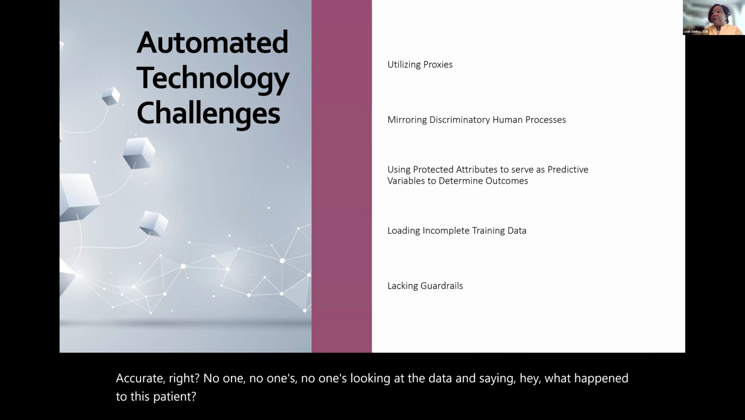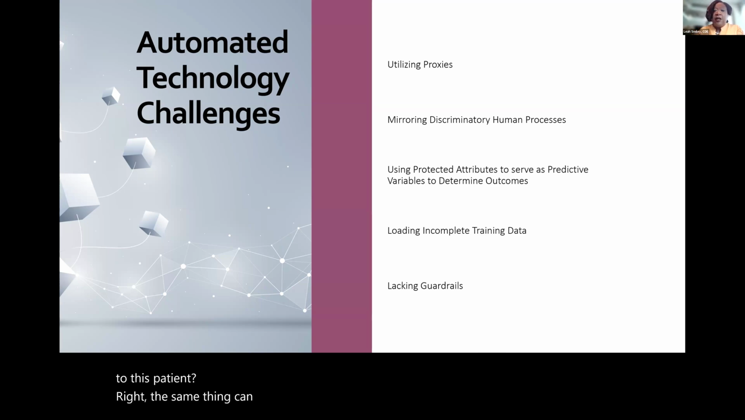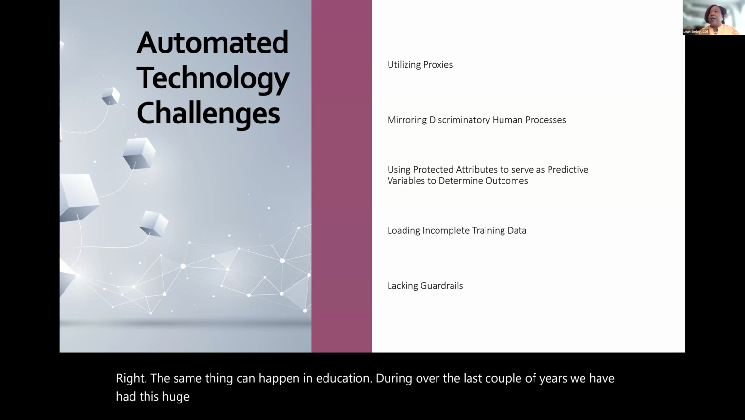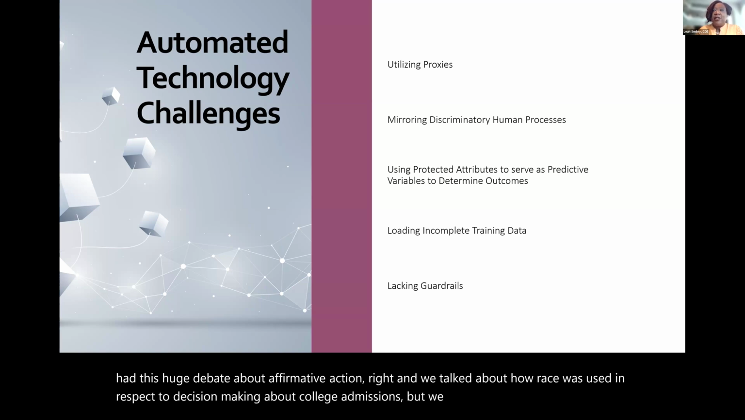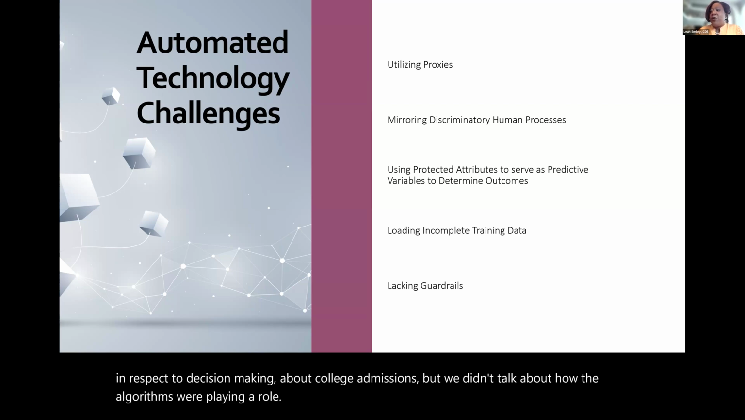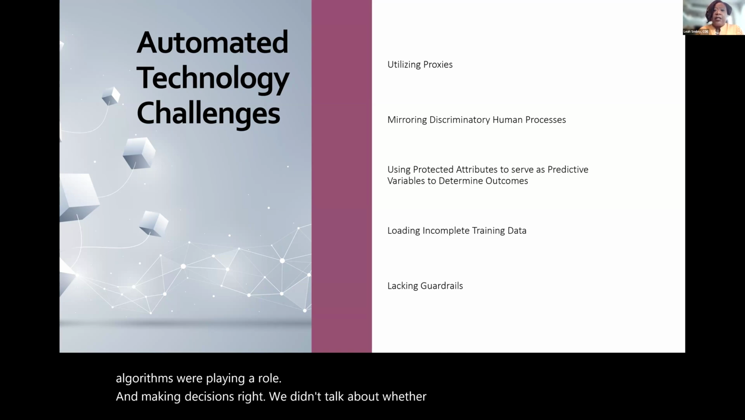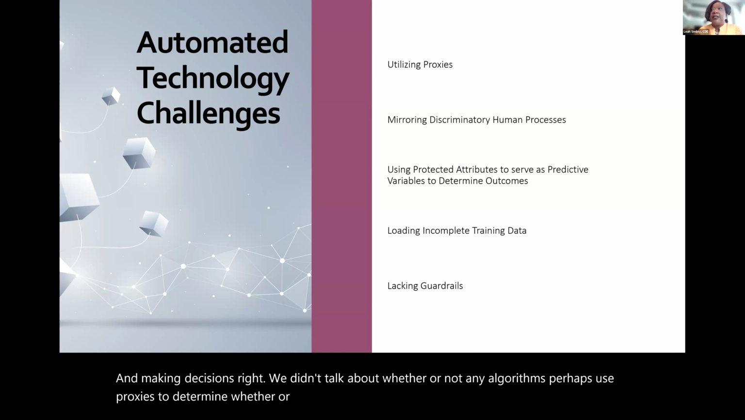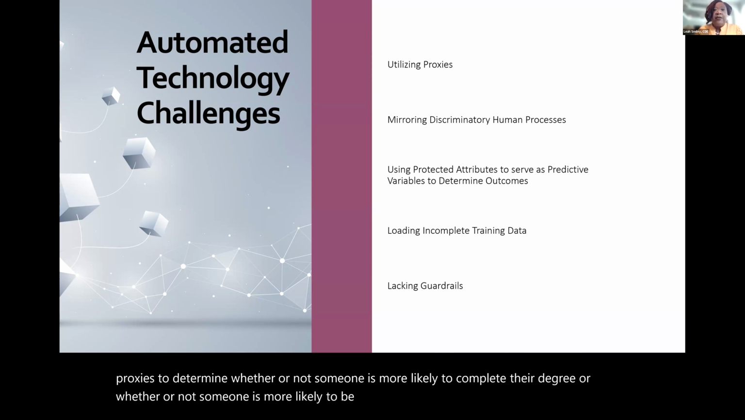Right? The same thing can happen in education. Over the last couple of years, we have had this huge debate about affirmative action, right? And we talked about how race was used in respect to decision making about college admissions. But we didn't talk about how the algorithms were playing a role in making decisions, right? We didn't talk about whether or not any algorithms perhaps use proxies to determine whether or not someone is more likely to complete their degree or whether or not someone is more likely to be successful at the university.